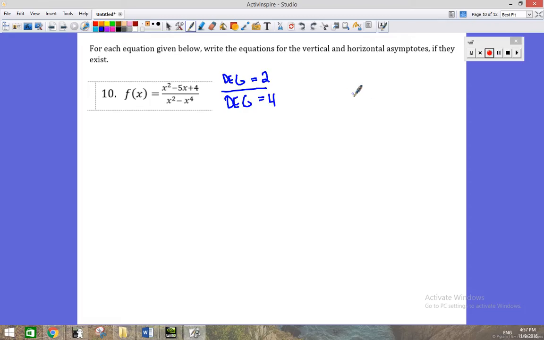All right, so if I compare the degree of the numerator against the degree of the denominator, it's bottom heavy, so therefore the horizontal asymptote is the x-axis. And the equation for the x-axis is the line y equals 0.